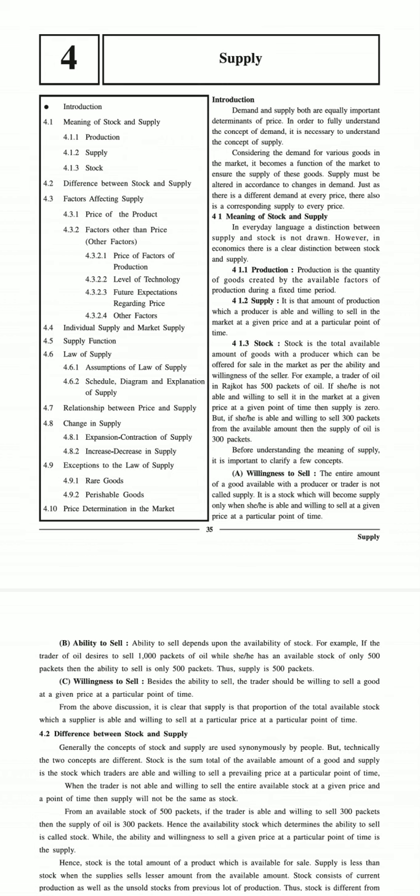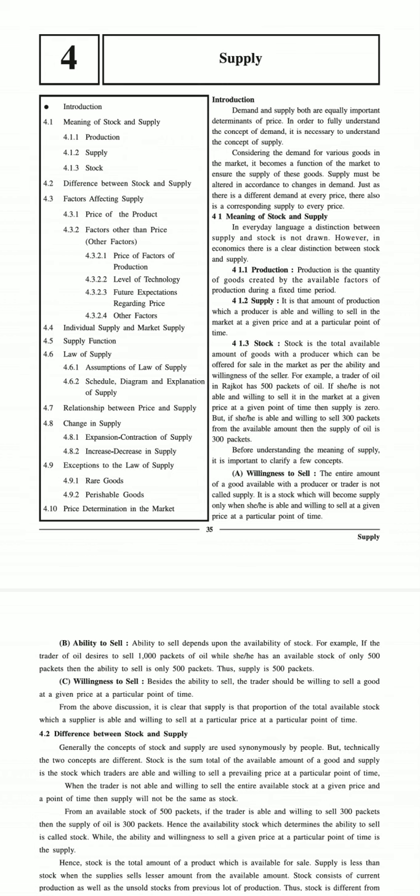That is, you can say the entire amount of a good available with a producer or the trader cannot be called supply, because maybe it is possible that he is not ready to sell or he is not willing to sell that entire stock right now at this price that is prevailing in the market. He may want a price rise, he may want to increase his profit, so he will supply in the market only some quantity of goods that are available in the stock.